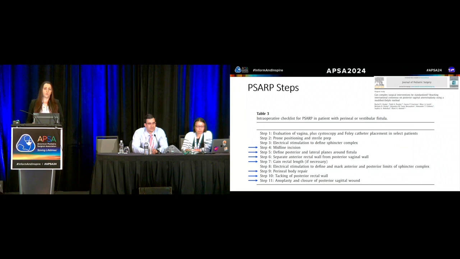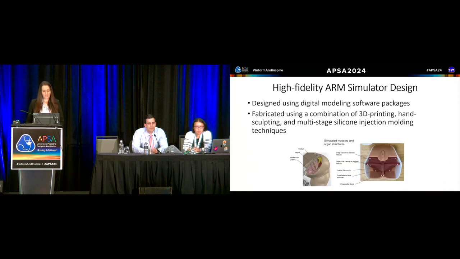The posterior sagittal anorectoplasty, or PSARP, is an operation with reproducible steps used to repair an ARM and were recently standardized using a Delphi model. We developed the simulator to be able to reproduce all of the technical steps, as indicated here by the arrows. We designed the simulator using digital modeling software packages. The simulator was then fabricated using a combination of 3D printing, hand sculpting, and multi-stage silicone injection molding techniques.